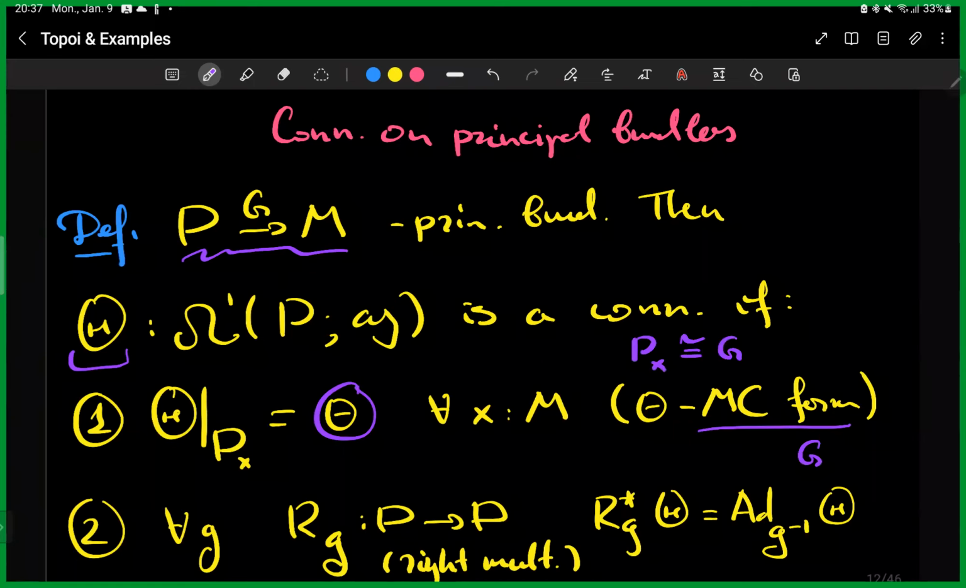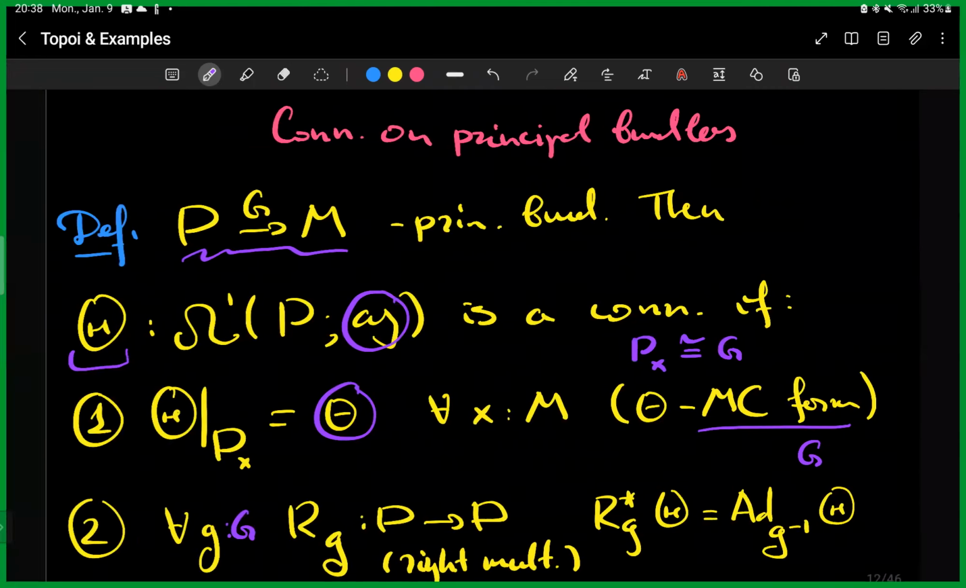And additionally, we require that for any element g small in our group G, the right action of this element, so we just shift our principal bundle by g, acts on this connection as the adjoint action which is induced on the Lie algebra. So under these two conditions, we say that we have a connection on the principal bundle.